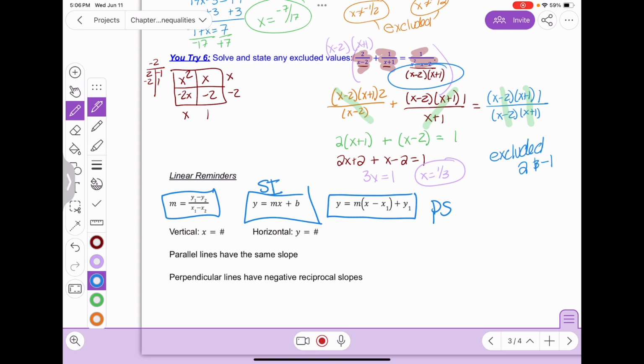Parallel lines have the same slope. Perpendicular lines have negative reciprocal slopes. So that's like 2/3. And then flip it and change the sign.